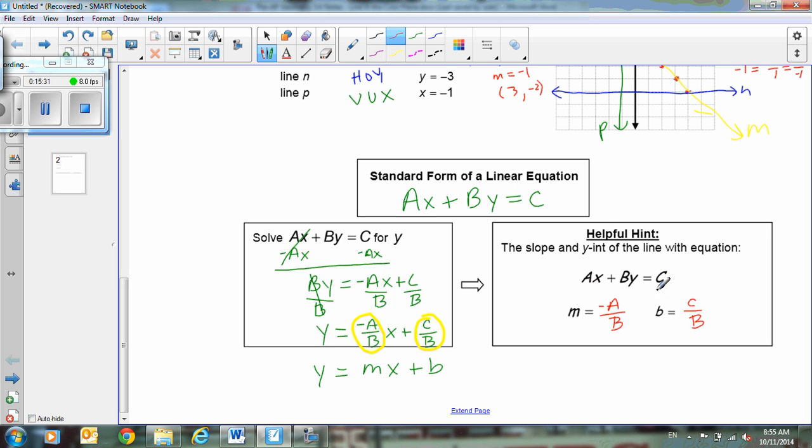Now, if you want, you can always take an equation in standard form and solve it for y, and get the same information that we would from this little arithmetic. But since every time you solve for y, the same thing always happens, the coefficient of x is always the opposite of A over B, and the constant term is always C over B. Instead of doing all this algebra every time, just memorize this, do a little bit of arithmetic, and you'll know your slope and your y-intercept quickly from an equation in standard form.